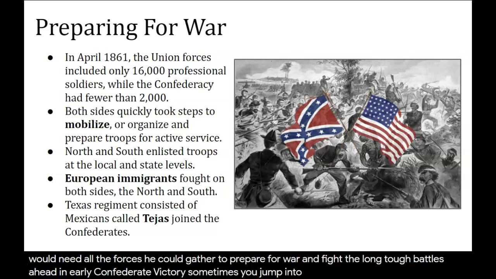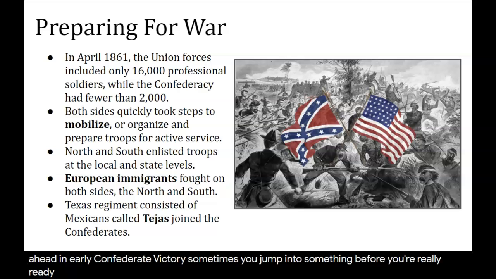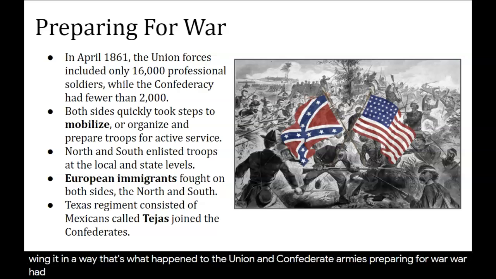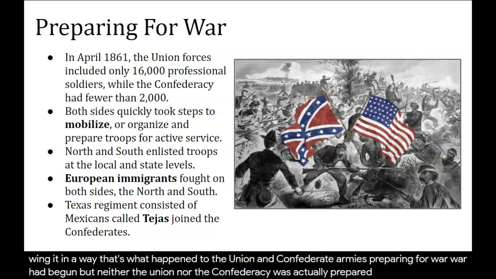Sometimes you jump into something before you're really ready. Without enough time to make a plan or devise a strategy, you can find that you just have to wing it. In a way, that's what happened to the Union and Confederate armies. Preparing for war. War had begun, but neither the Union nor the Confederacy was actually prepared for it.